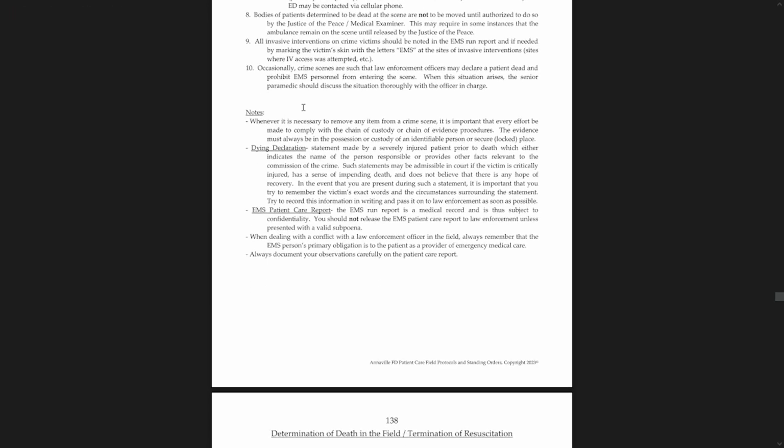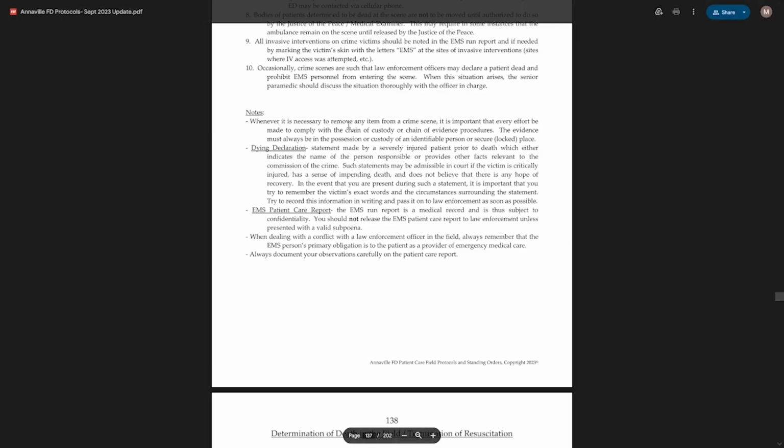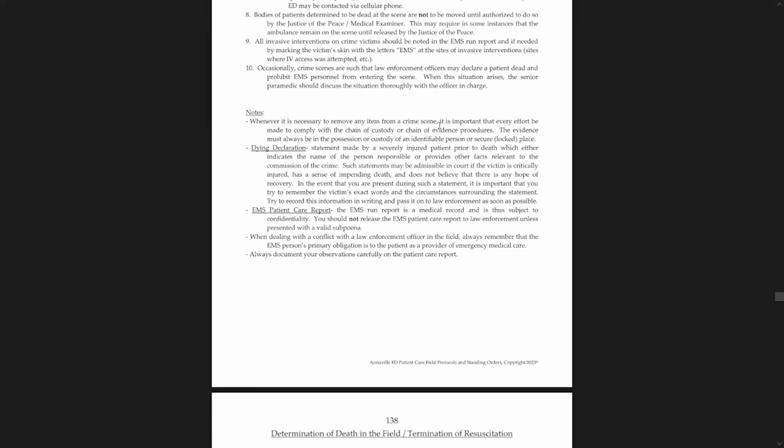Note: Whenever it is necessary to remove any item from a crime scene, it is important that every effort be made to comply with the chain of custody or the chain of evidence procedures. The evidence must always be in the possession or custody of an identifiable person or secure, locked place.